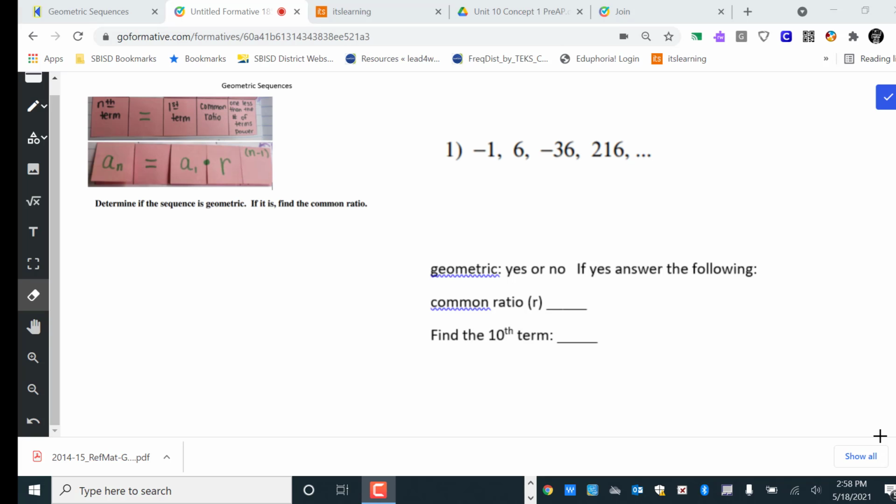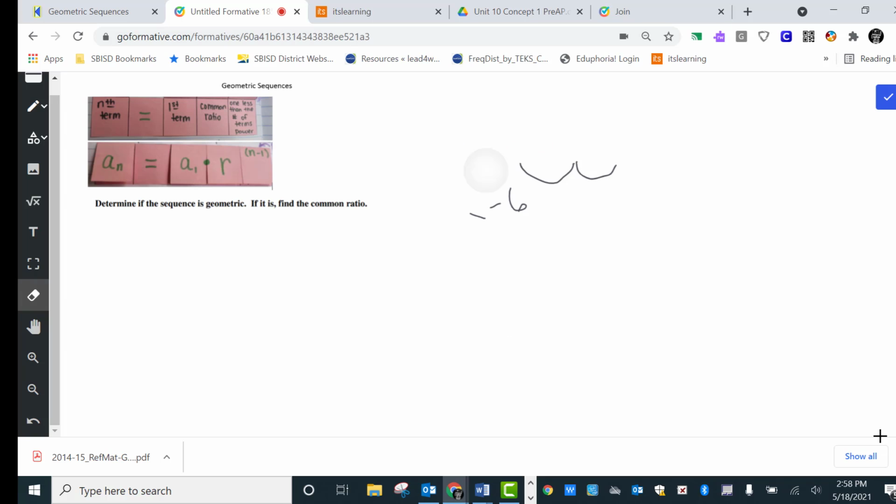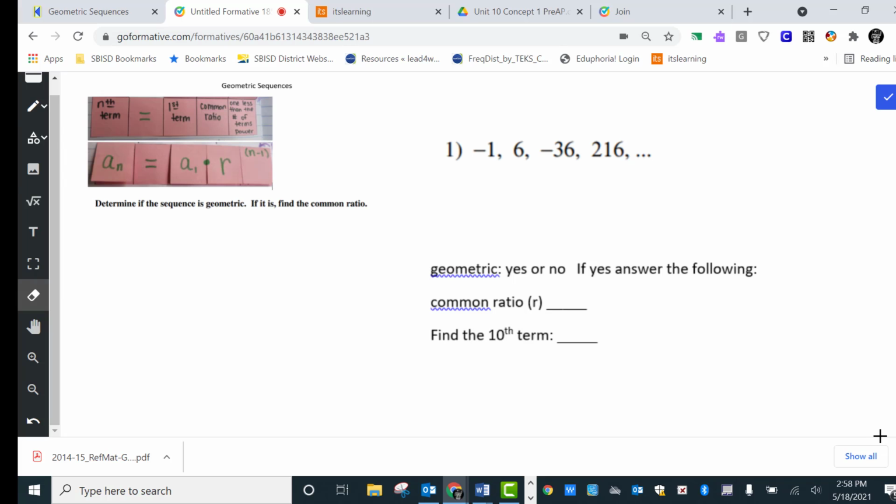To figure out if it's geometric, we're going to look at the first term and see if I can multiply the first term by a number to get to the second term. So -1 to 6: I have to multiply -1 times -6 to get to 6. If this is geometric, that's going to be true for each next term. So 6 to -36. 6 times -6 is -36. Okay, so that works. -36 to 216.